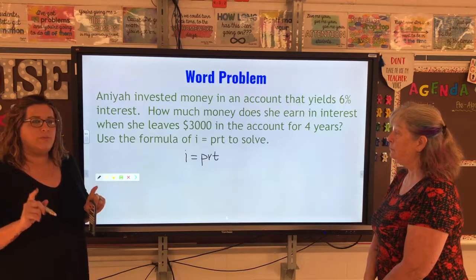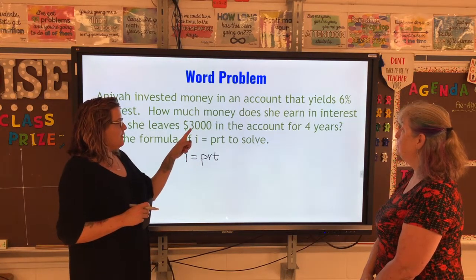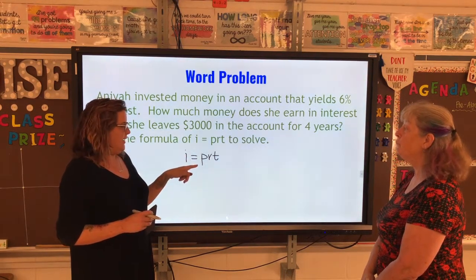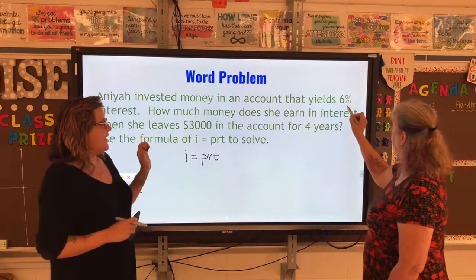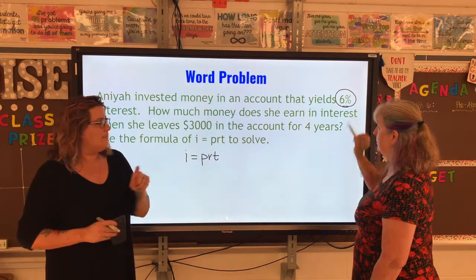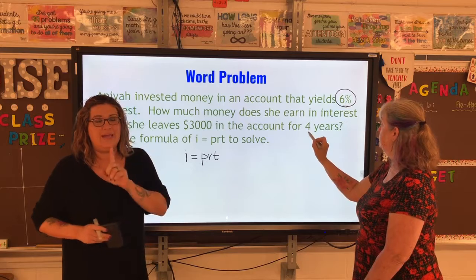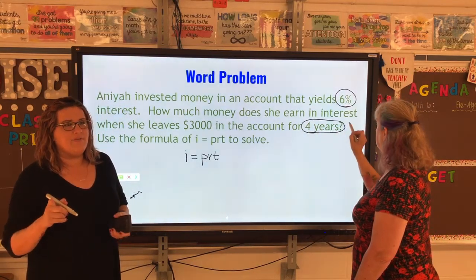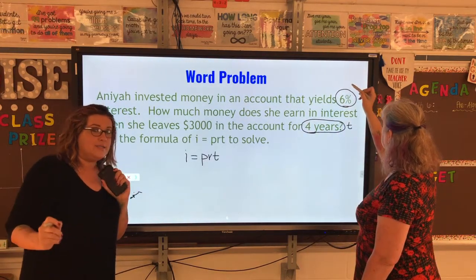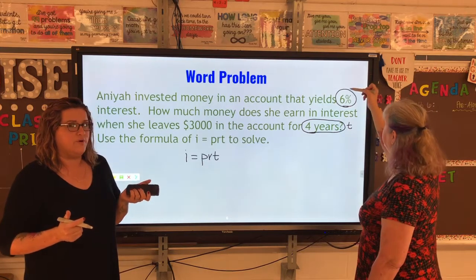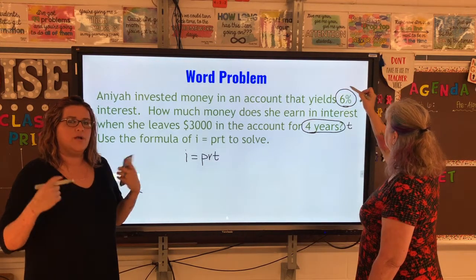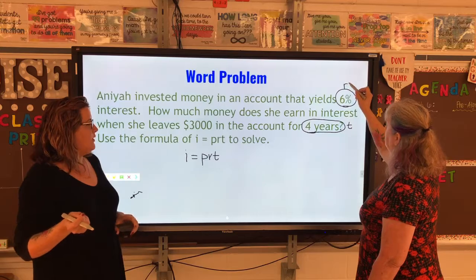The main thing we have to remember, principal is your original investment, right? Or like the original money. R is that percent, but we will convert it to that decimal. And T is time in years. So if they happen to give you like in 4 months, we would write that as a fraction, 4 over 12. But if it's 4 years, that's that whole number, right?